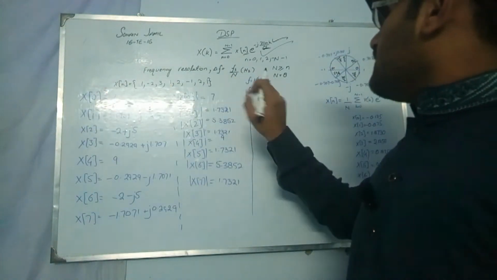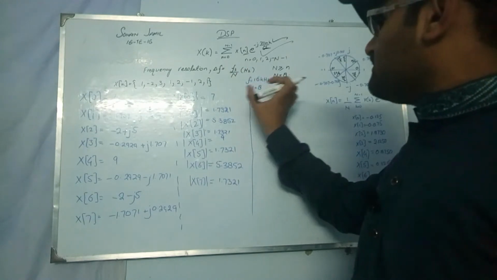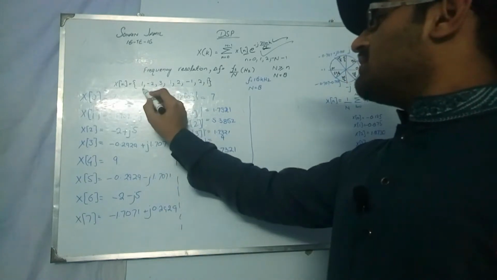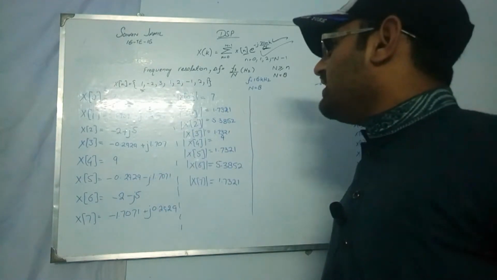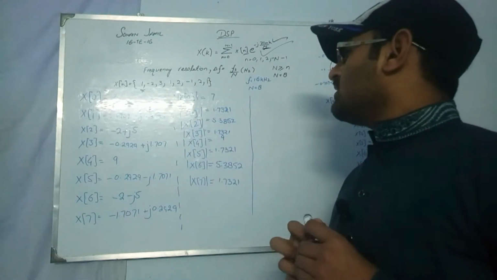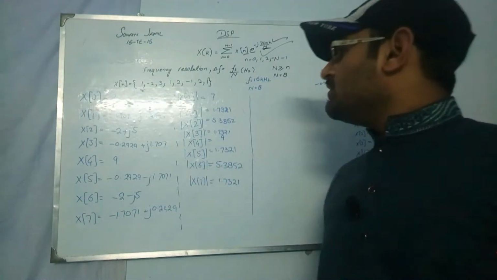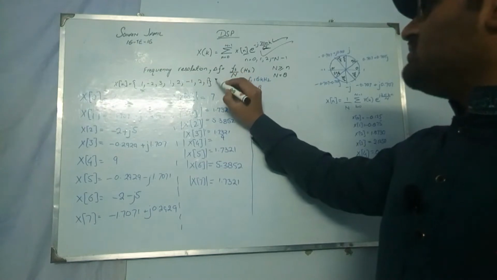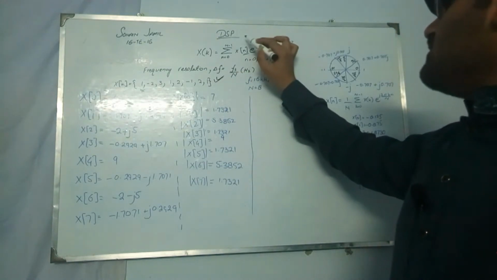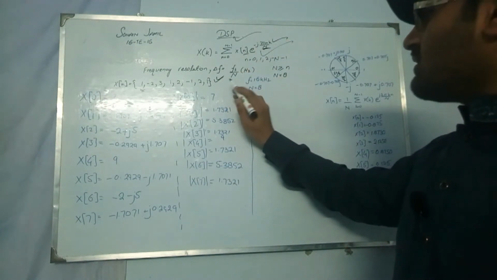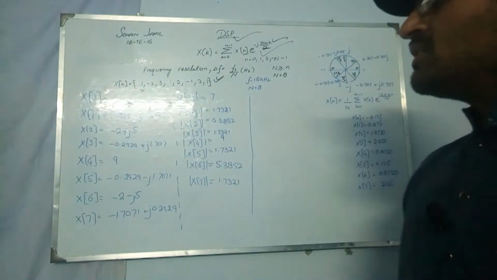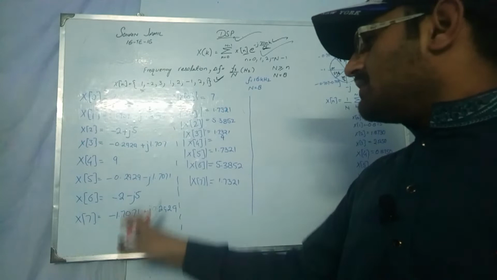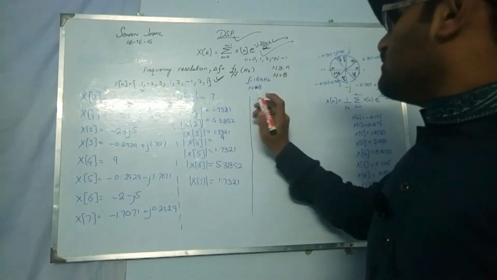So if we convert this signal that is given here, 1, minus 2, 3, 1, 2, minus 1, 2 and 1 into frequency domain, what will happen? Just use this formula to find these values. We have seen in detail how these values come through this formula.